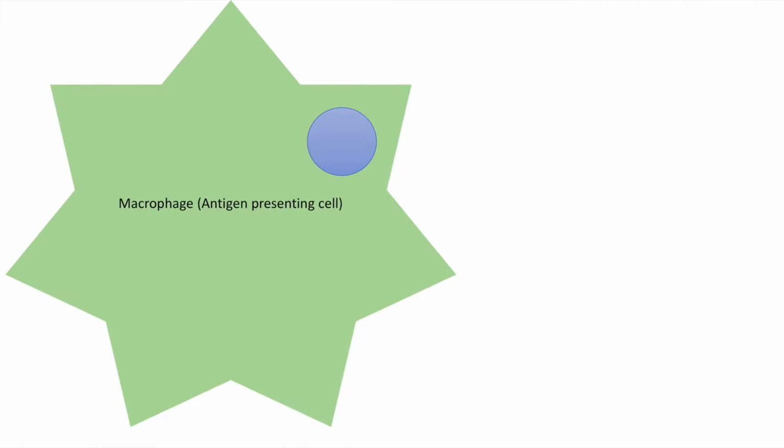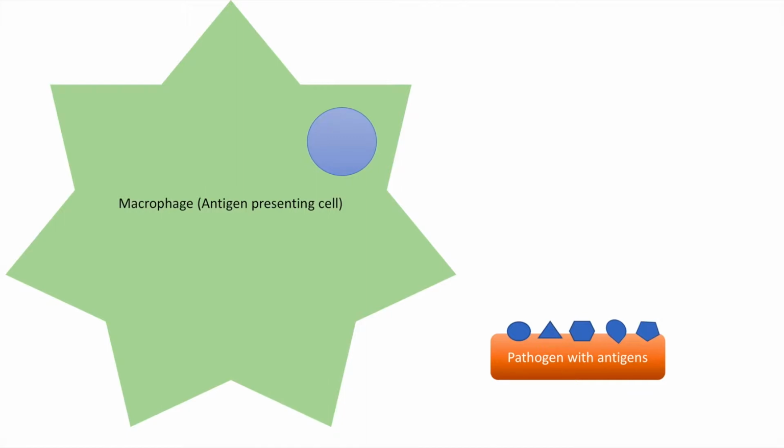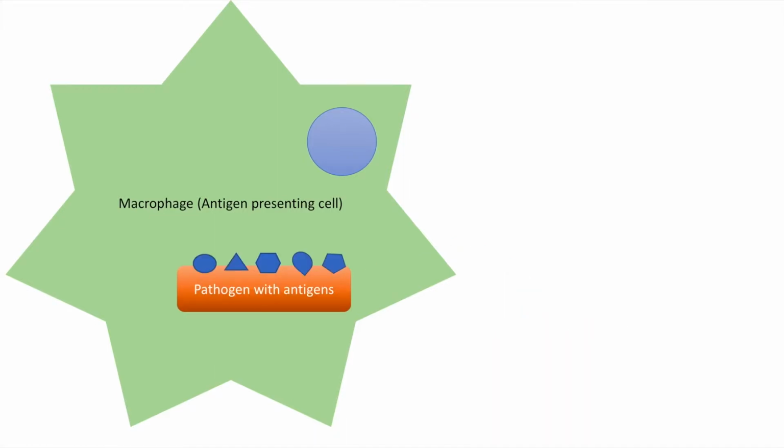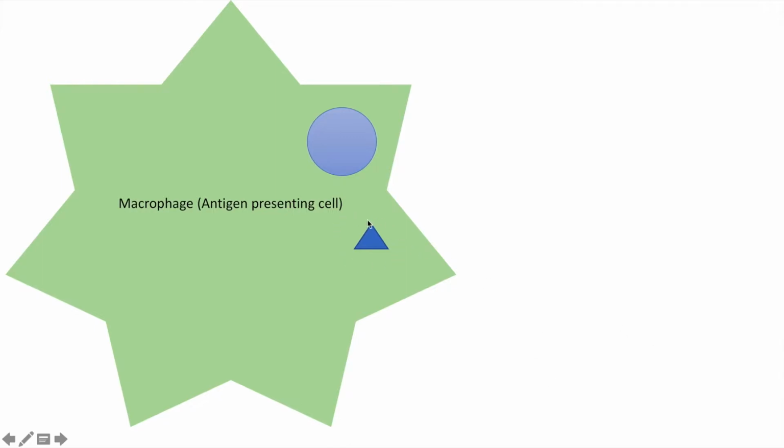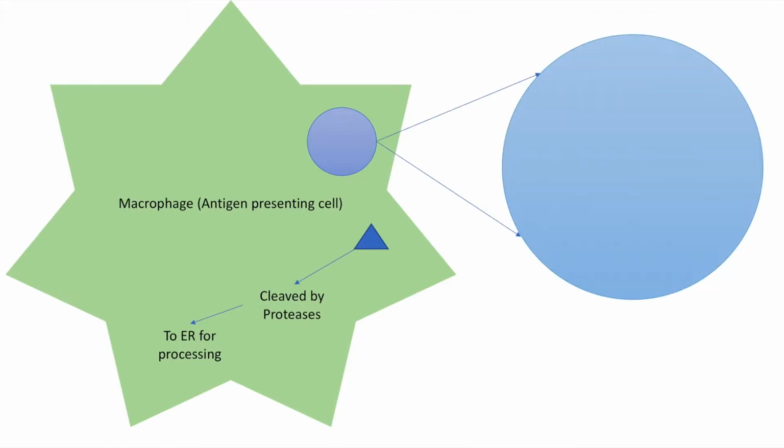This is a macrophage or an antigen-presenting cell. This is a pathogen with its constitutive antigens, as we have seen earlier in this presentation. The macrophage now engulfs the pathogen, but the macrophage's handling of these pathogens is different. The macrophage is more professional in handling these pathogens. After digesting a cell, this blue triangle that you see here is the antigen which is left behind from the pathogen. The antigen is now cleaved by proteases and sent to the endoplasmic reticulum for processing.